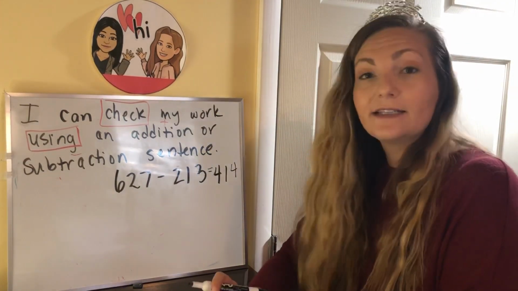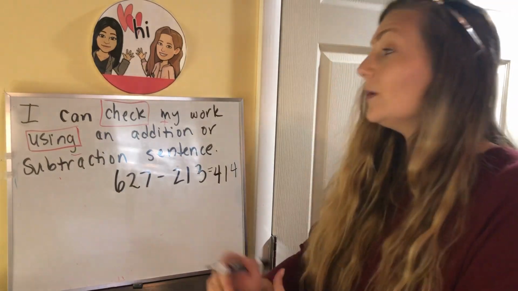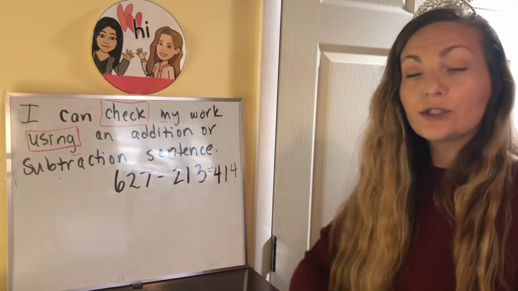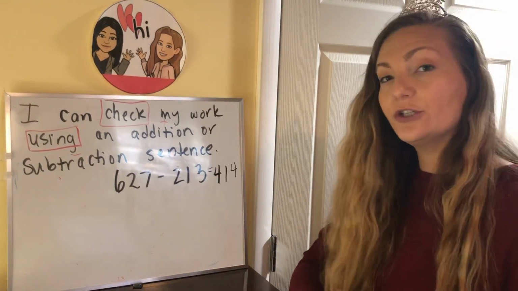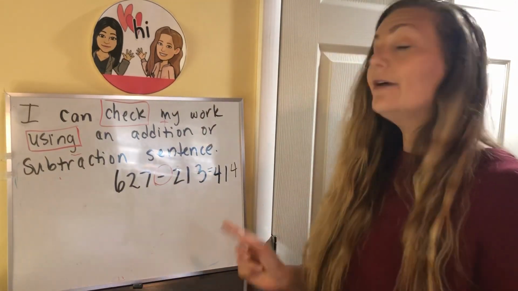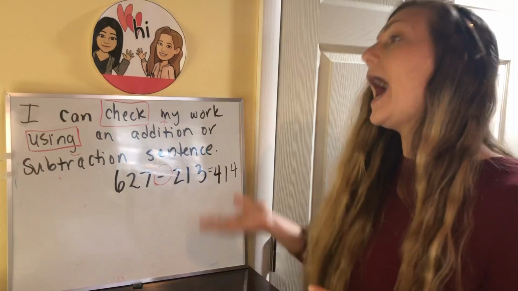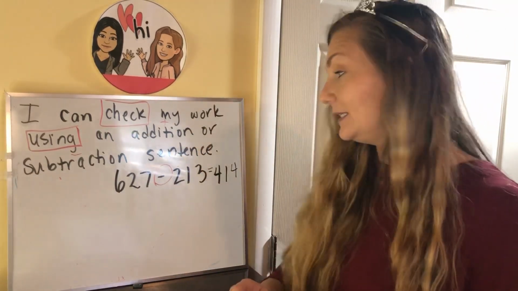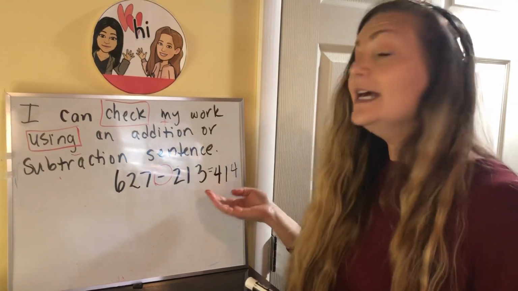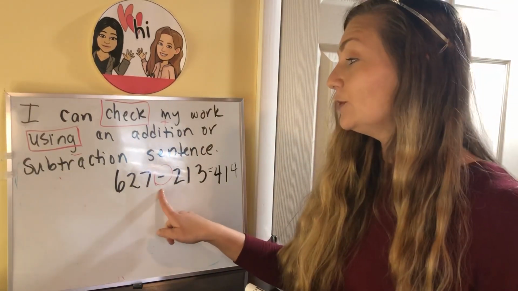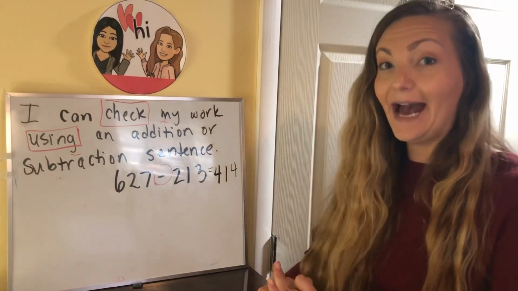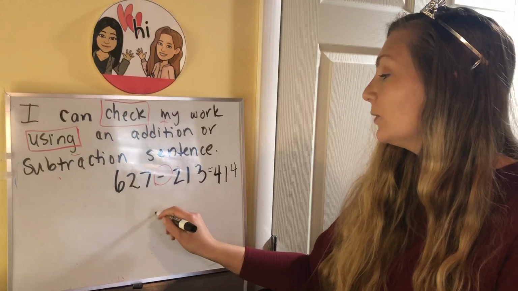And instead of asking somebody else for help or asking someone else to check my work, I can check my work using an addition or subtraction sentence. So what was this problem? Was this problem addition or subtraction? It was subtraction. Now to check our work, we need to do the opposite of this operation. So we subtracted here to find the answer. Now to check our work, we need to do the opposite, which would be add. Now we need to add to see if our answer was correct.